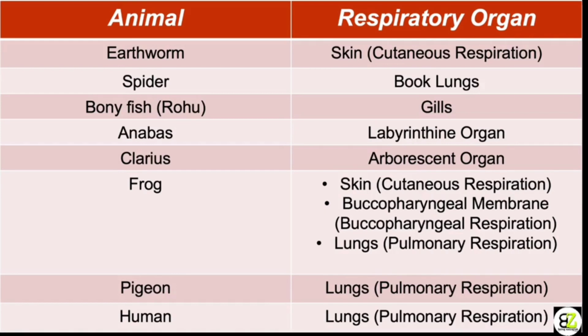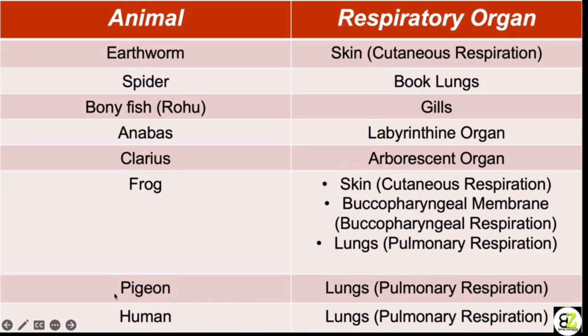After that we talked about frog respiration. In case of frog, three main types of respiration are there. Respiration with the help of skin, which is called cutaneous respiration, which also takes place in earthworm. Then buccopharyngeal respiration is also there, and the respiration with the help of lungs is also there, that is pulmonary respiration. Why is this happening? As you all know, frog is an amphibian species. The tadpole lives in water and the adult frog lives in the terrestrial environment. That's why the kinds of respiration are different.